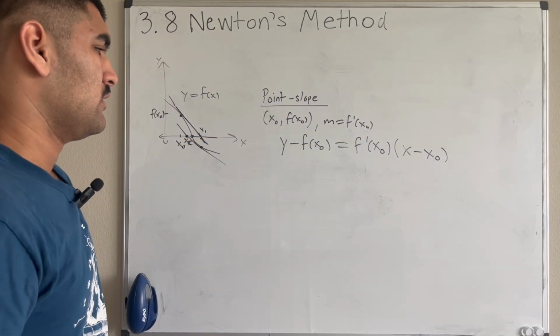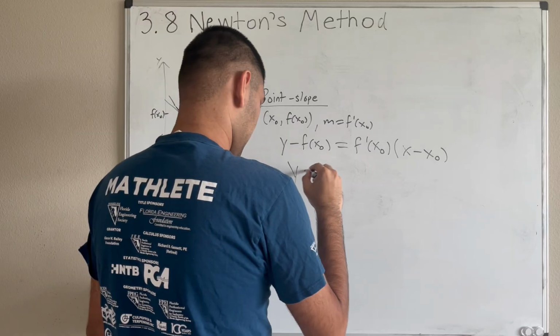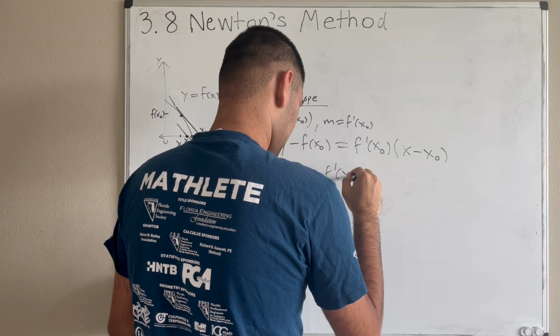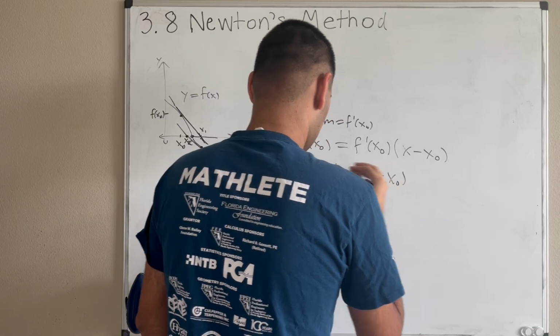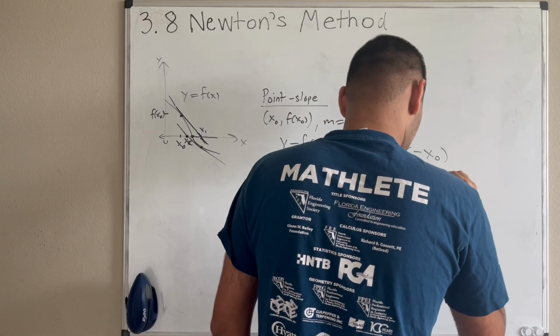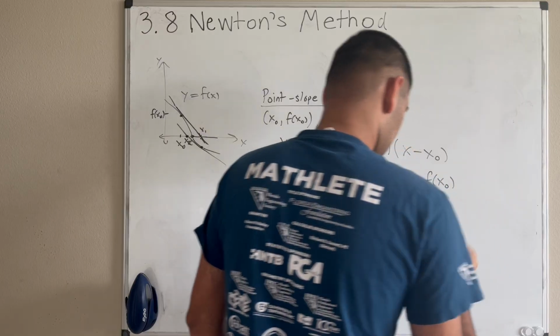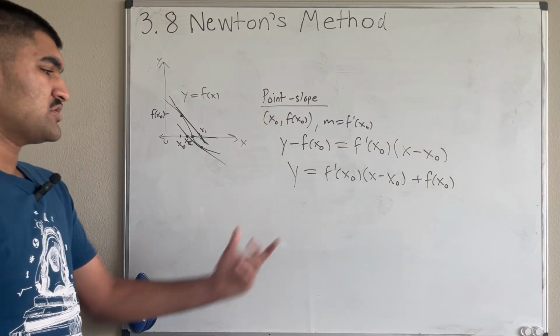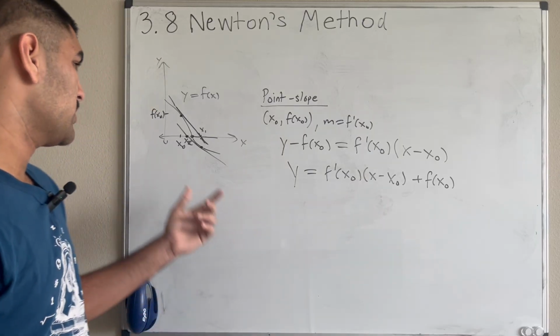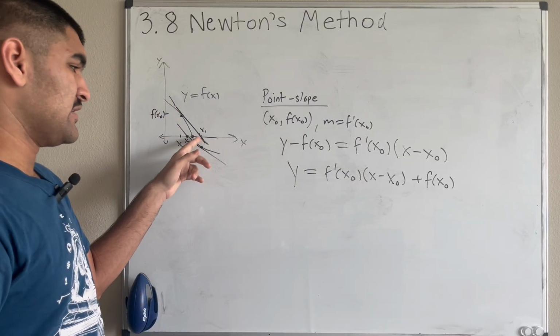Okay, let's go ahead and solve for y now. So we have y is equal to f prime of x naught times x minus x naught plus f of x naught. Okay, good. So this is the equation of the tangent line, okay? So we want to see where the tangent line intersects the x-axis.